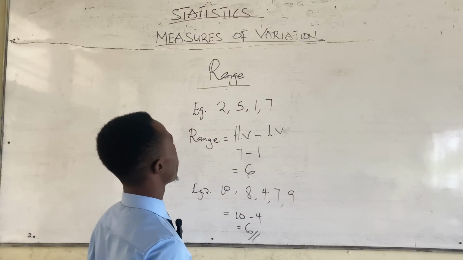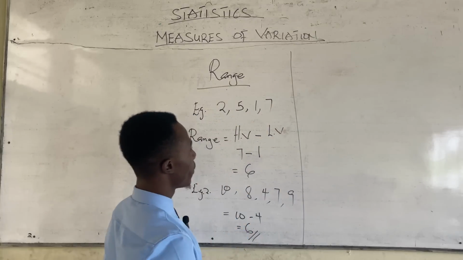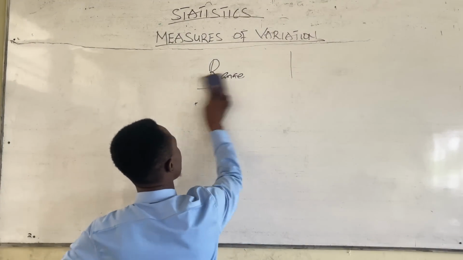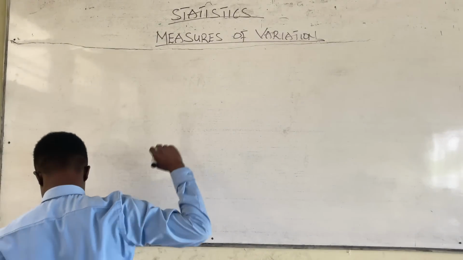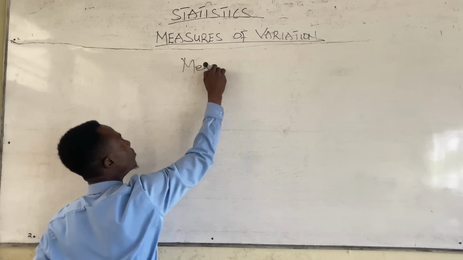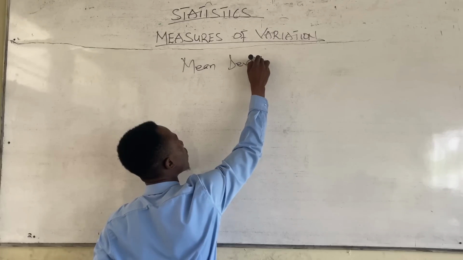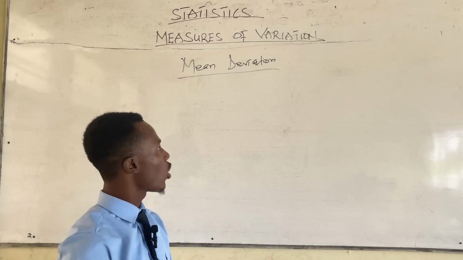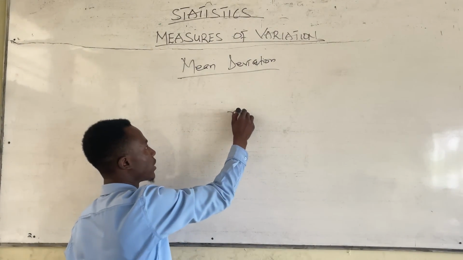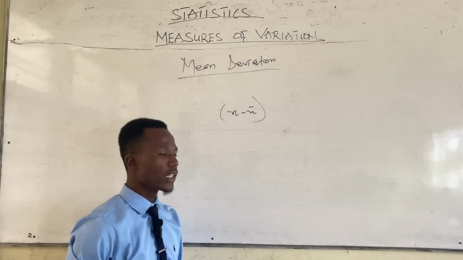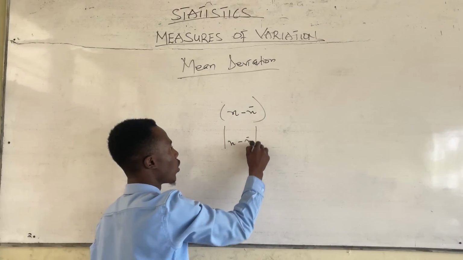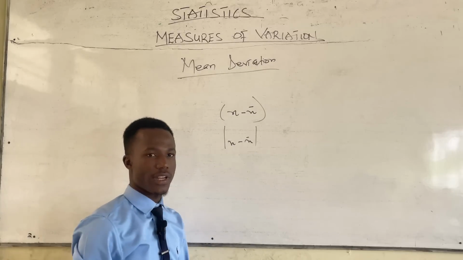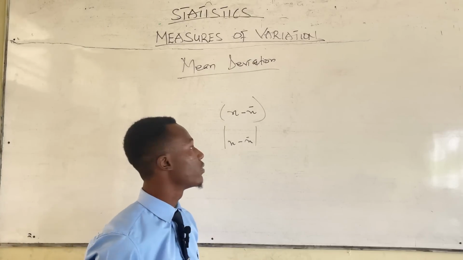Let's also look at the mean deviation of an ungrouped data. For mean deviation, standard deviation, and variance, all that we are going to do from the formula, you see x minus x bar. You see this either in absolute value or in brackets. Anytime you see it in brackets, it means there is a square. Without the brackets, there is an absolute value. It's still the same because they will all end up giving you a positive answer.